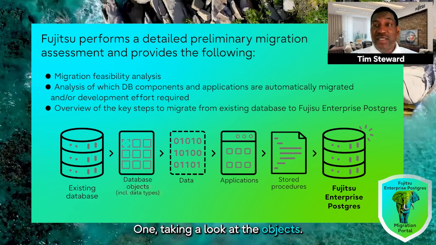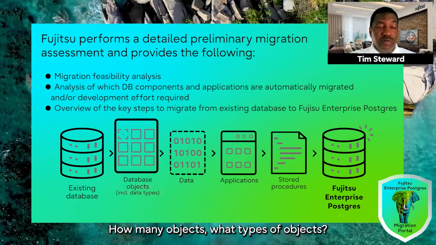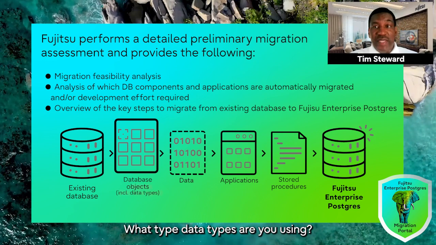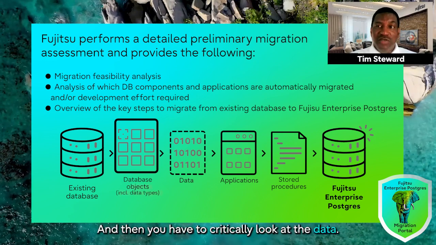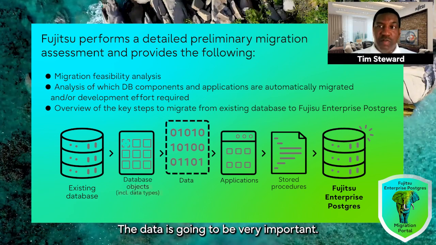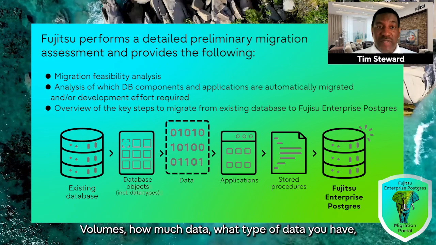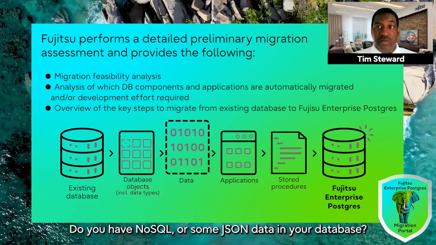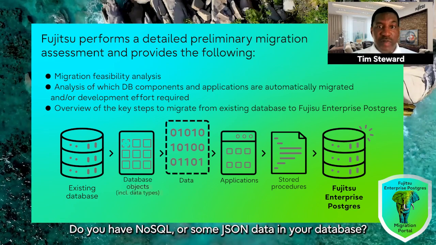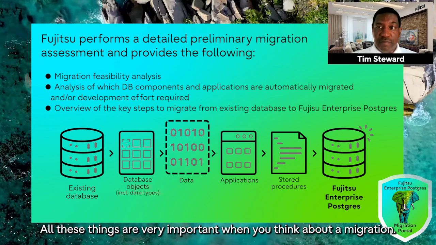One, taking a look at the objects. What objects do you have? How many objects? What types of objects? What data types are you using? And then you have to critically look at the data. The data is going to be very important: volumes, how much data, what type of data you have. Do you have NoSQL? Do you have some JSON data in your database? All of these things are very important when you think about a migration.